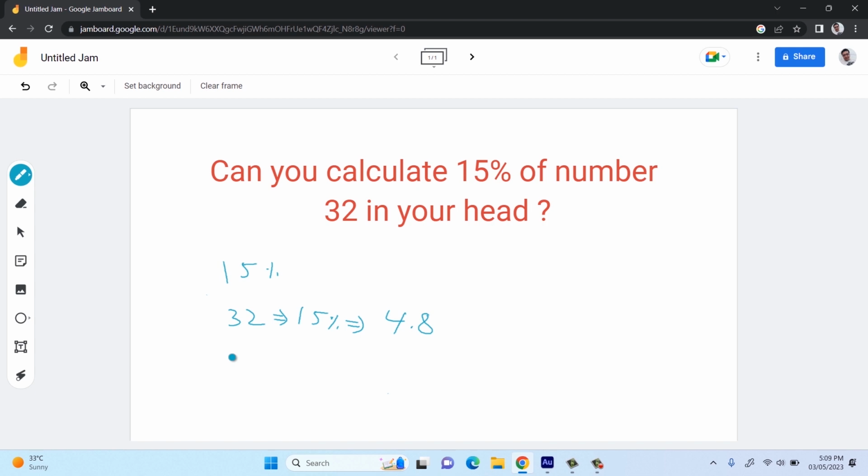So this is how you can calculate a percentage of any number in your head without using calculator. So stick with this series, and we will do other mental math problems as well in our future videos. Thank you.